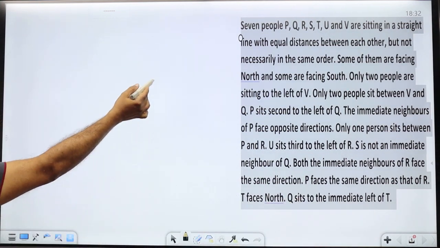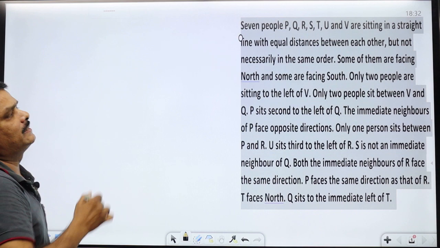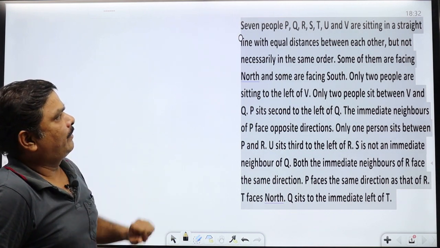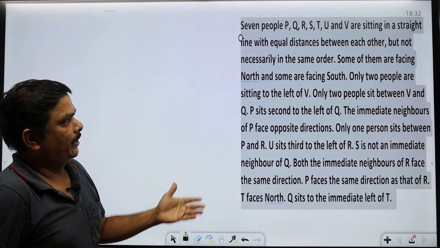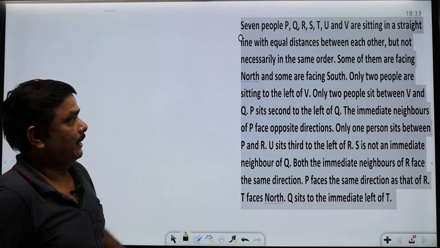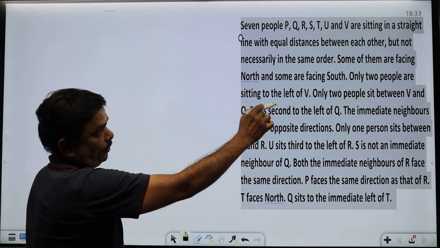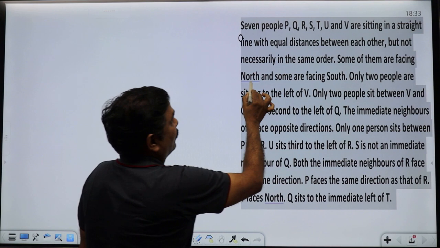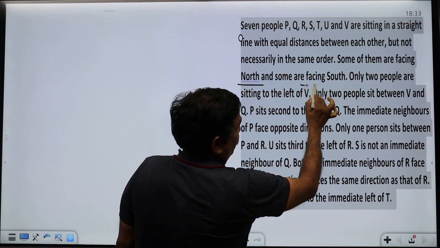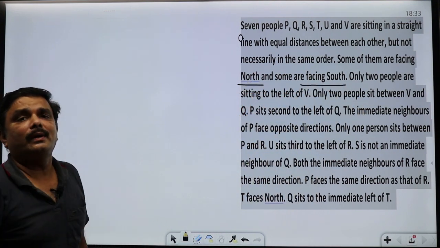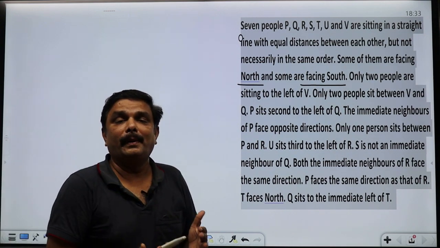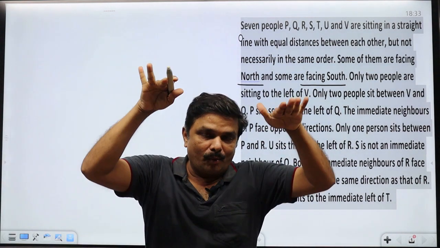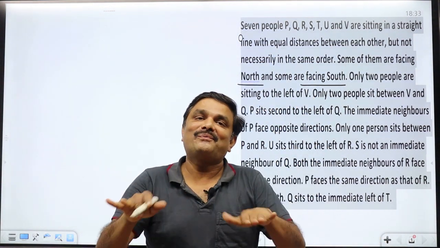I'm doing it for you. Take this one: 7 persons are sitting in a straight line, not necessarily in the same order. Regular data is given, but this information is very important: some of them are facing north and some of them are facing south. We don't know out of 7 people how many are facing north and how many are facing south. You need to find it out.